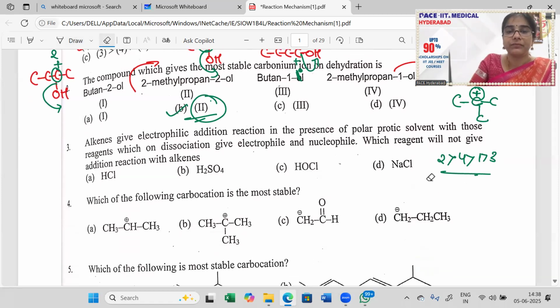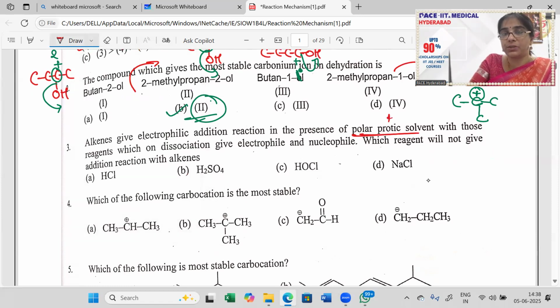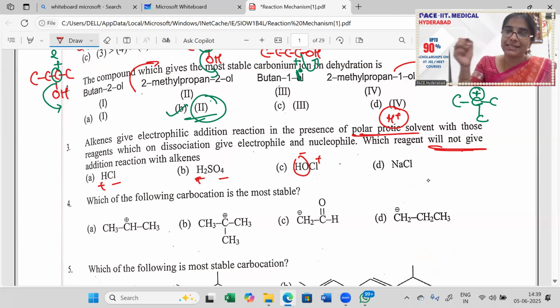Next, move on. Allenes give electrophilic addition in the presence of polar protic solvents. Whenever you have protic solvents, you have H plus in that set. So polar protic solvents with those reagents which on dissociation give electrophiles and nucleophiles. Which reagent will not give the addition reactions? The options are H plus Cl minus, H plus and HSO4 minus, OH minus and Cl plus, and Na plus Cl minus. So option D is my answer there, because that is aprotic.